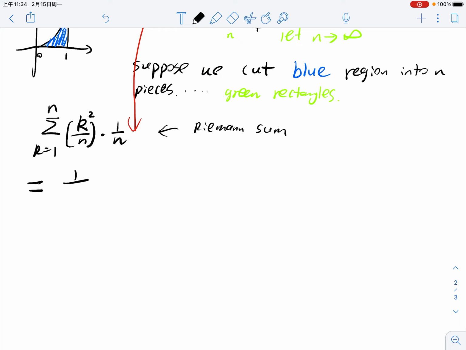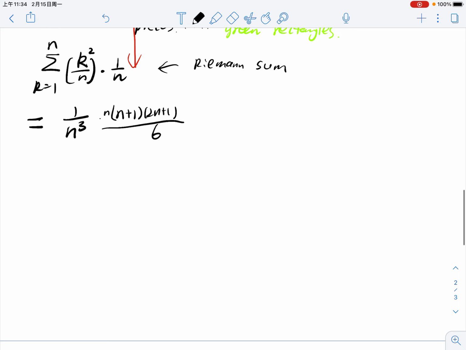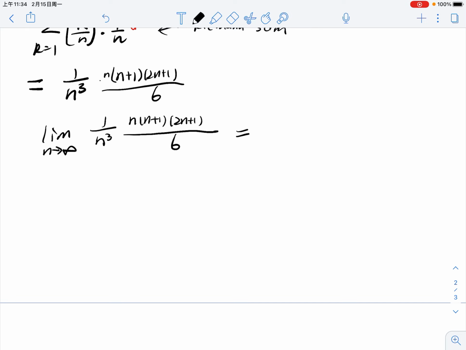This will be 1 over n cubed times n times n plus 1 times 2n plus 1, divided by 6. Okay, now if n goes to infinity, in other words, you cut the region into smaller and smaller pieces, what is the answer? It's easy to see the answer is 1 over 3.